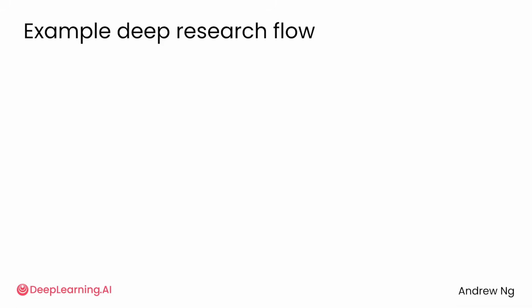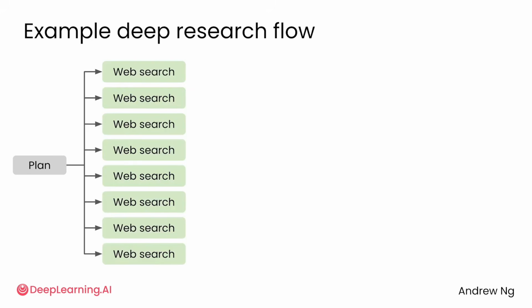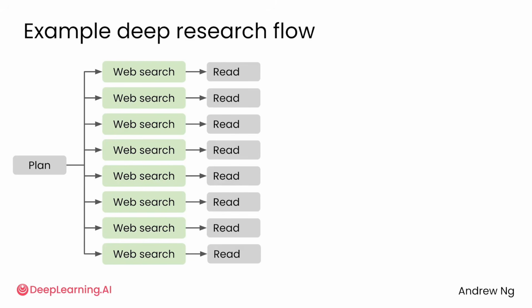To give you a sense of how a deep researcher works, this is loosely what it does. After formulating a research plan, an AI model can actually issue many web searches at the same time and get back multiple web pages at the same time. And this is one of the nice things about using an AI deep researcher. It doesn't have to do the web searches one at a time.